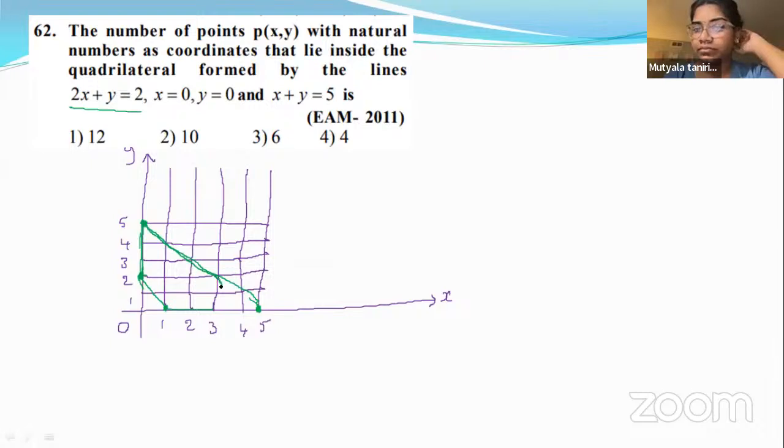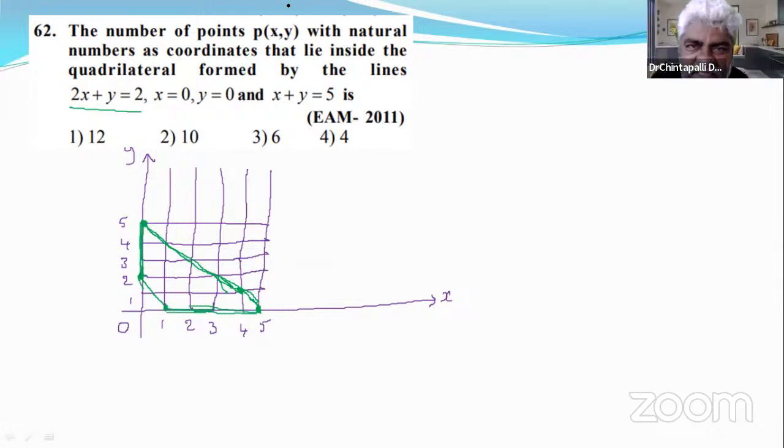You might have got the same diagram in the textbook. Yes, sir. Same. And now you can see it is a quadrilateral. Yes, sir. It is a quadrilateral, right? Yes.